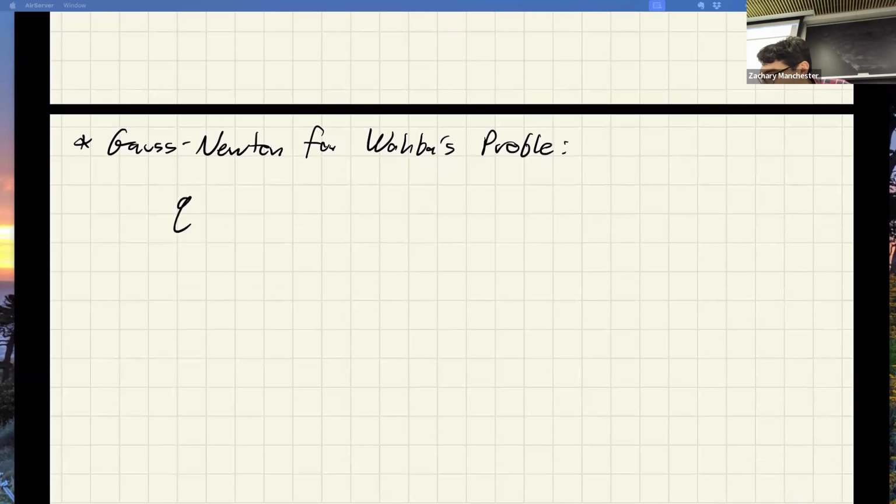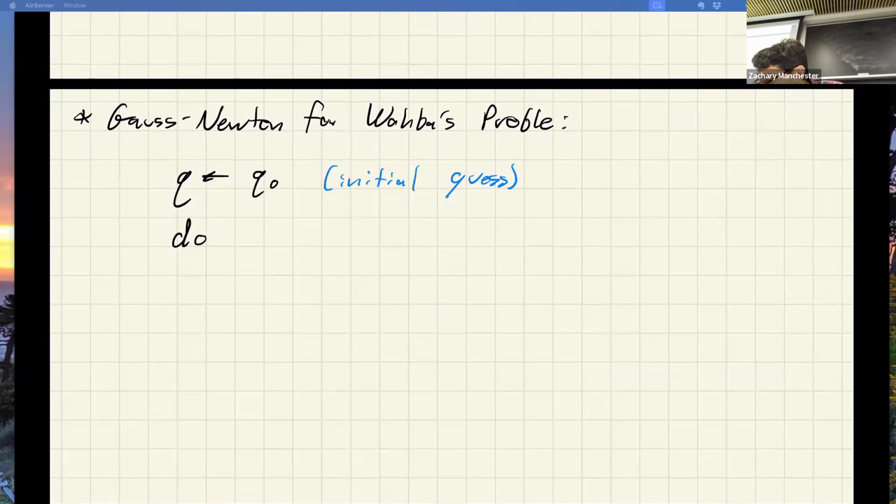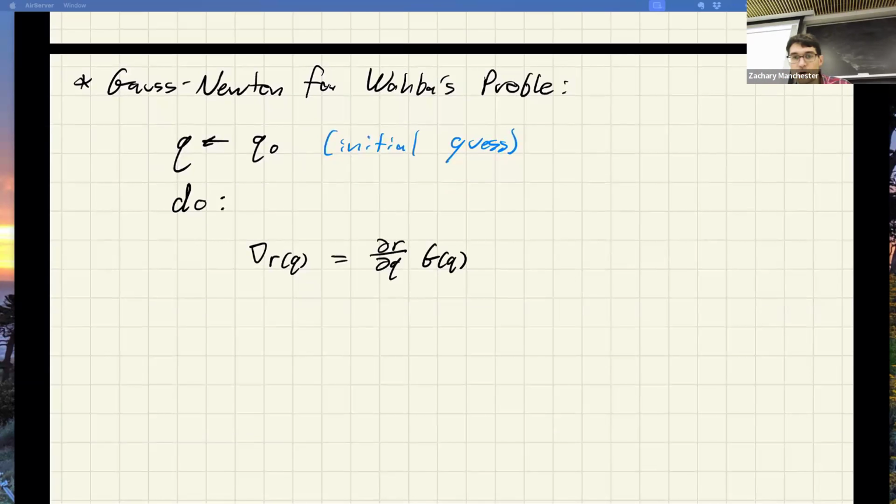So we're going to initialize this with some guess q naught. And I'll write out the full pseudocode. Then we're going to do the following stuff. All right, so we're going to compute our gradient, which, to be clear, is this thing I already wrote down. Then we're going to take our Gauss-Newton step. Or sorry, that's the Jacobian of the residual.